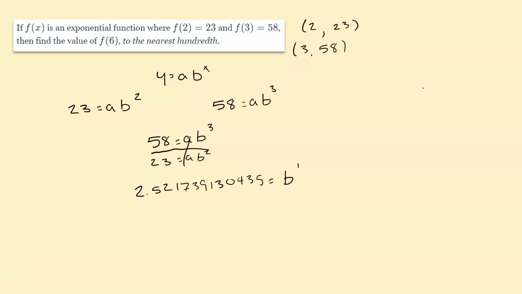So now that we have this b value, we can go ahead and plug it into one of our equations up here. So 23 equals a times this b value, 2.521739130435, squared. Now we have an equation that's just missing the a value, so we can go ahead and solve this for a. First thing you're going to do is take this number and square it.